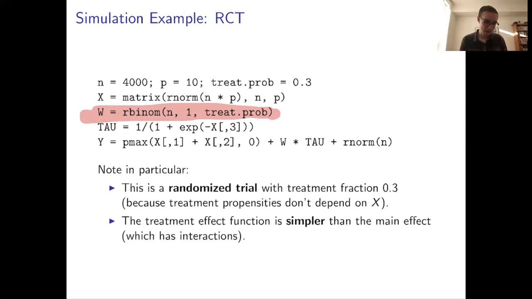The second is you have this conditional average treatment effect function. I'm calling it tau here. It's also very simple. It's actually just a logistic shape in X3. If you knew that the conditional average treatment effect had a logistic shape, you could recover it very easily by parametric modeling.